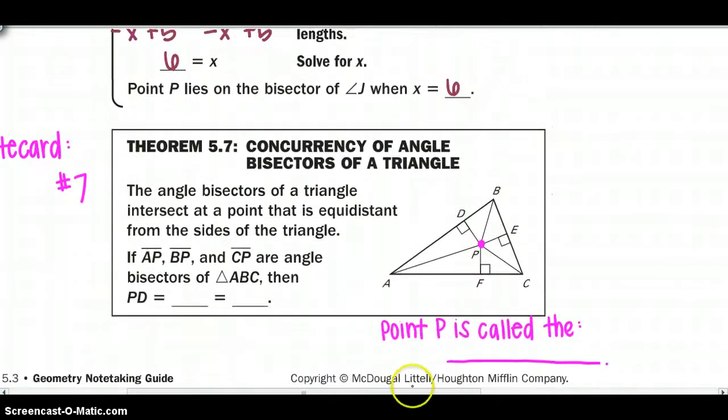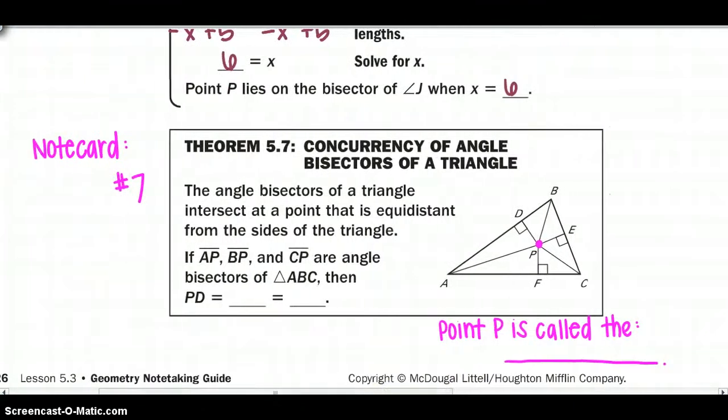Alright, and the last theorem for this section, which will also go on a note card, so make sure we're keeping up with those. It's the concurrency of the angle bisectors of a triangle. So the angle bisectors of a triangle intersect at the point that is equidistant from the sides. So just as a refresher, what was that point P called of the angle bisectors? If you remember from our vocabulary, point P is actually called the incenter. So point P is called the incenter.